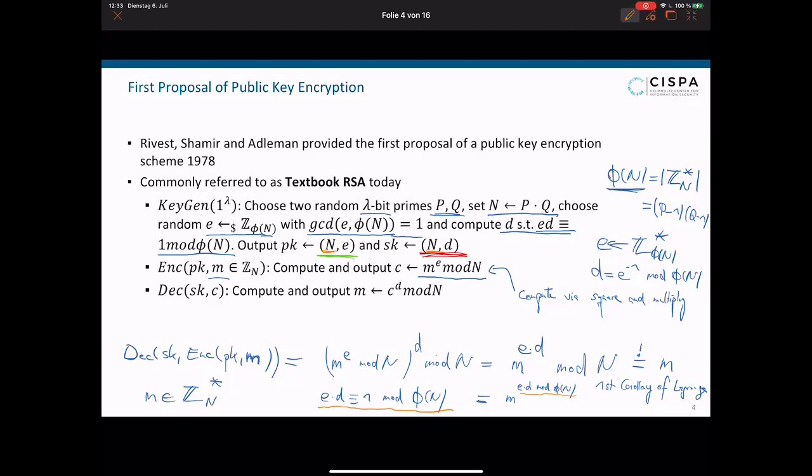So there's another question on the chat. Why do we compute in Z phi of n instead of Z n star? Can someone from the audience answer this question? So we actually compute in Z n star, right? Let's say our m is in Z n star, but why can I reduce modulo phi of n in the exponent? Can someone answer this question?